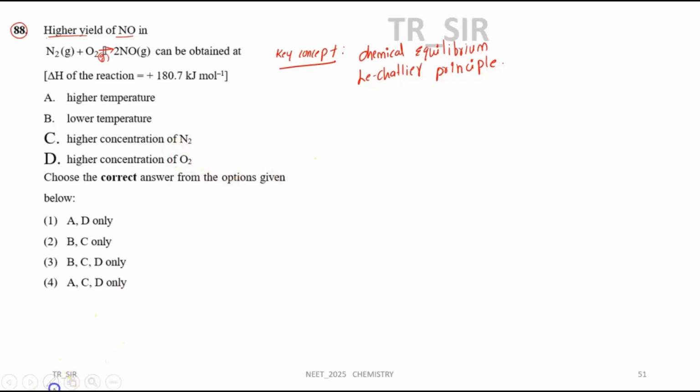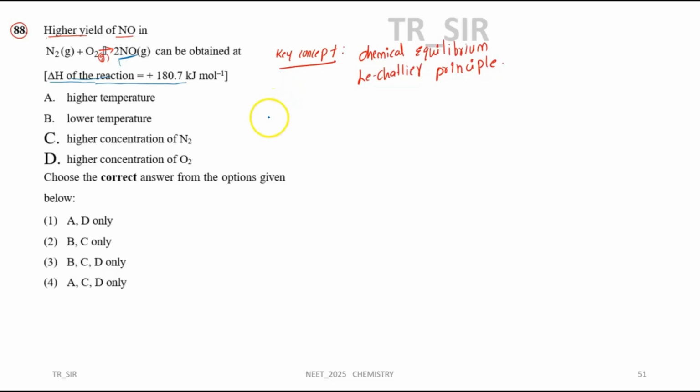Here, the given equation has a positive del H value. If del H value is positive, then the reaction is endothermic. In case of an endothermic reaction, we have only two options to make the reaction go in the forward direction. They're asking for a higher yield of NO, which is on the product side, right? So if it is on the product side, that means the reaction has to go in the forward direction, right?